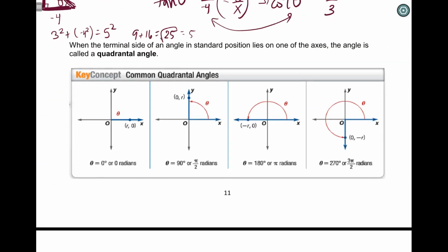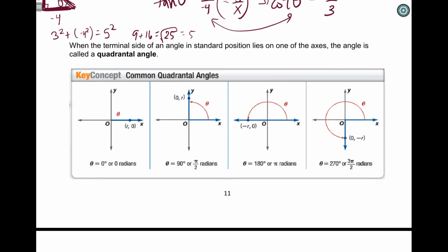So, when the terminal side of an angle in standard position lies on one of the axes, the initial side is always on this axis that I just highlighted. It's always on the x-axis. But when the terminal side's on one of the axes, it's called a quadrantal angle. I don't know how to say it, but clearly it has to do with 4 because quad means 4. So the first one I'm going to talk about is the one where the terminal side is on the same side as the initial.